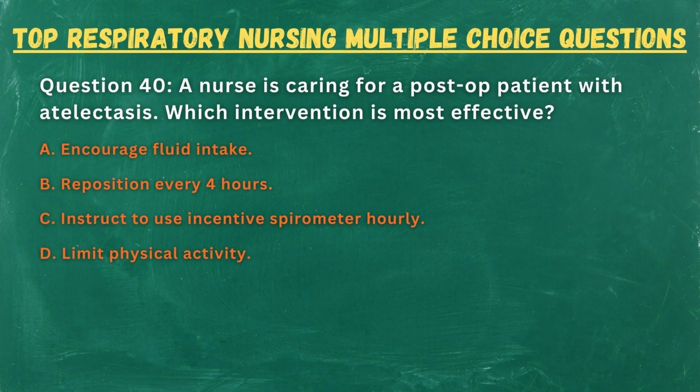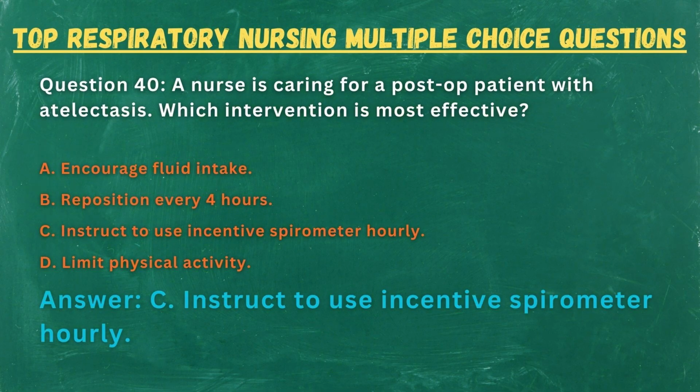Question 40. A nurse is caring for a post-op patient with atelectasis. Which intervention is most effective? A. Encourage fluid intake. B. Reposition every 4 hours. C. Instruct to use incentive spirometer hourly. D. Limit physical activity. Answer: C. Instruct to use incentive spirometer hourly.